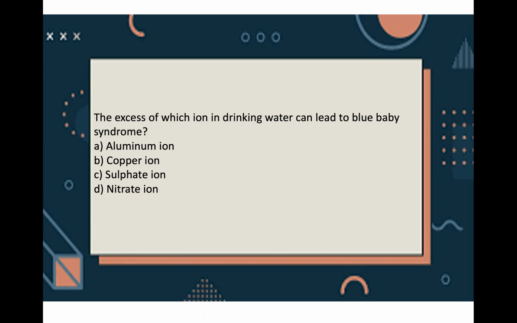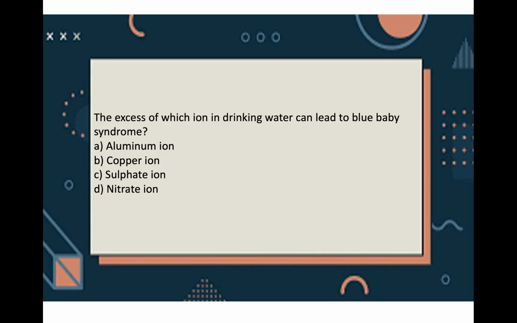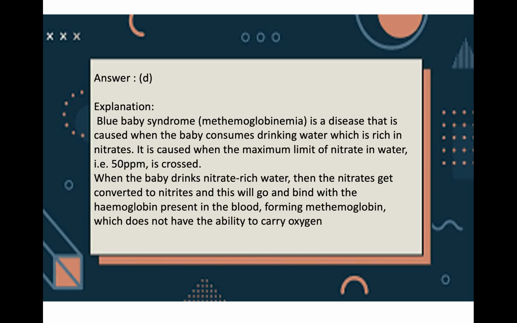Now, excess of which ion in drinking water leads to blue baby syndrome? Is it aluminum ion, copper ion, sulfate ion or nitrate ion? D, nitrate ion is the answer. So what is blue baby syndrome? It is methemoglobinemia. It is a disease which is caused when a baby accidentally consumes drinking water rich in nitrates. It is caused when the maximum limit of nitrate in water, that is 50 ppm, is crossed.